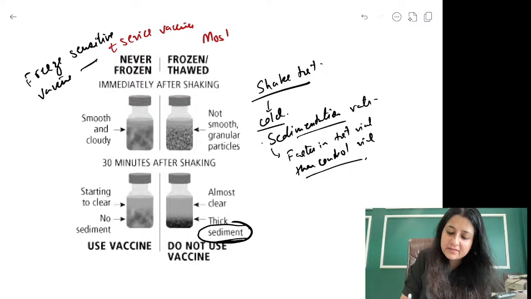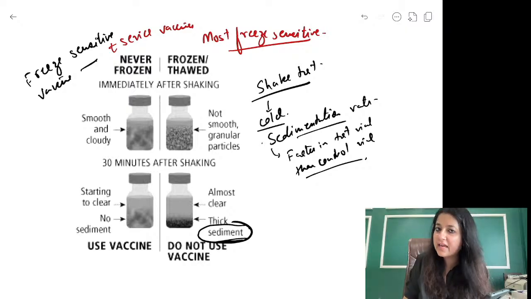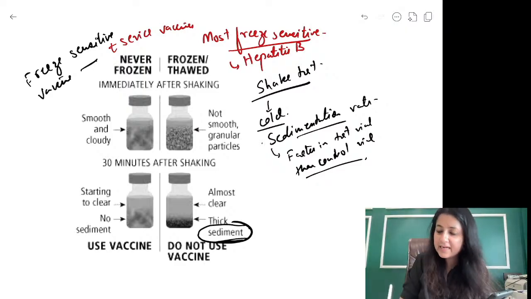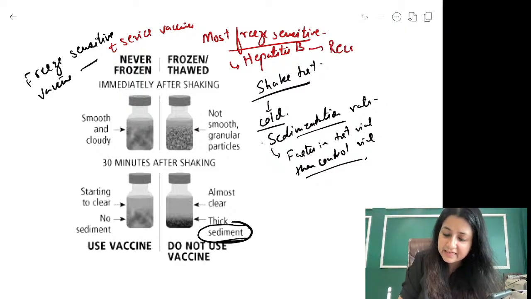If anybody asks you which is the most freeze sensitive, in case it comes in the exam, which is the most freeze sensitive? It is none other than hepatitis B. And hepatitis B, guys, what type of vaccine is it?